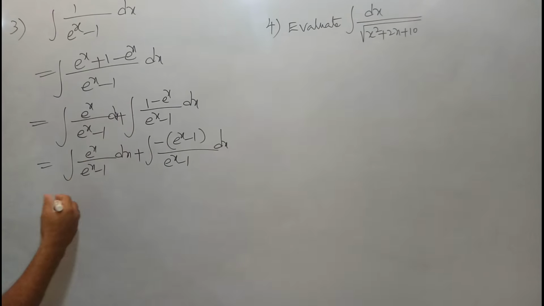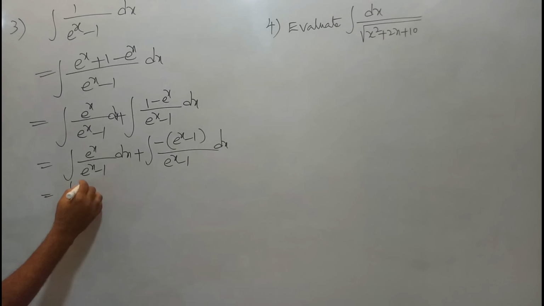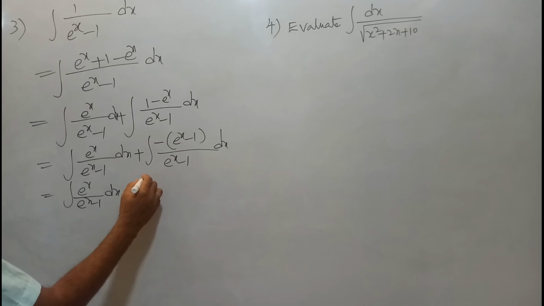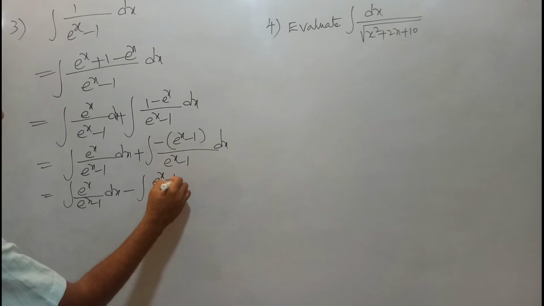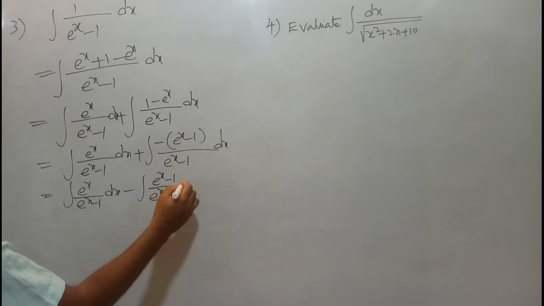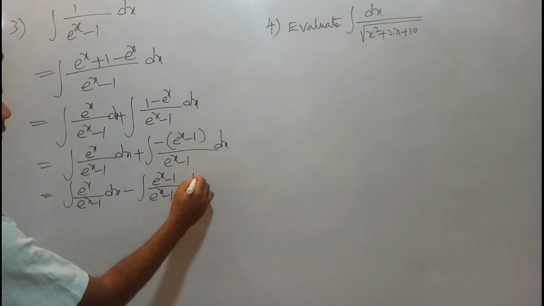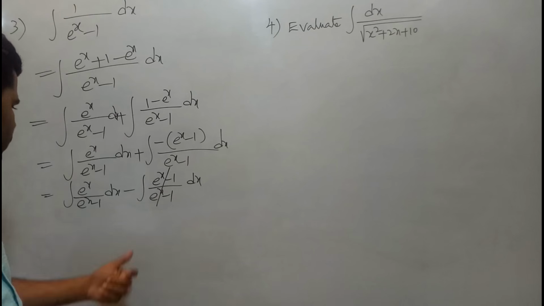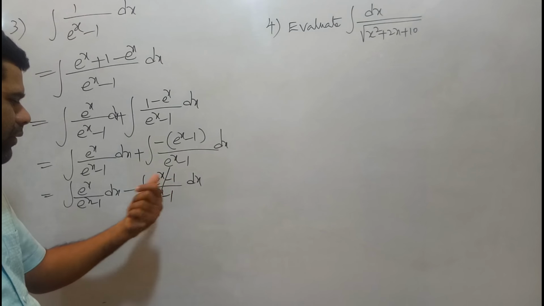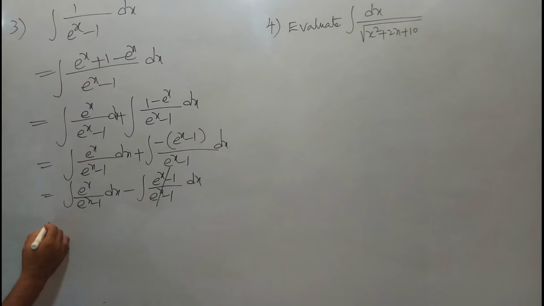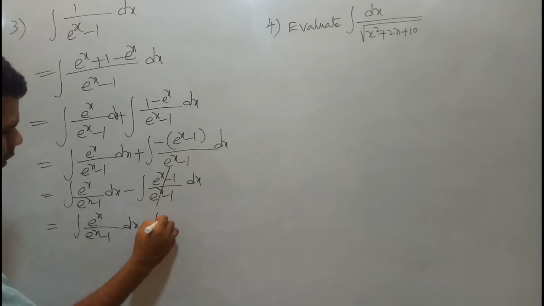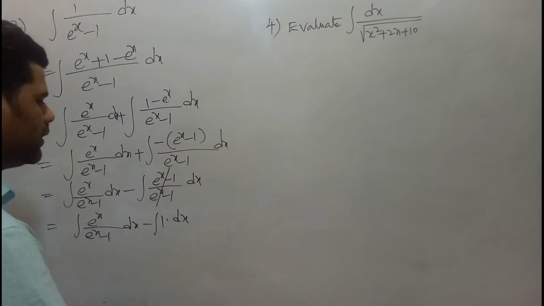Now plus into minus is minus. So integral e to the power of x by (e to the power of x minus 1), minus integral (e to the power of x minus 1) by (e to the power of x minus 1) into dx. These two get cancelled. So (e to the power of x minus 1) by (e to the power of x minus 1) gets cancelled. Now integral e to the power of x by (e to the power of x minus 1) into dx, minus integral 1 into dx.